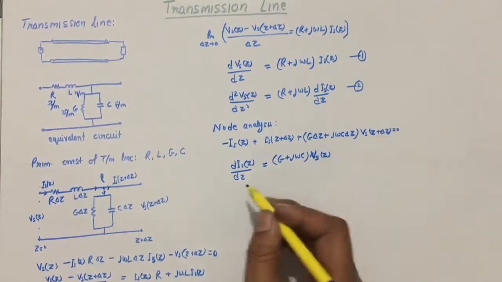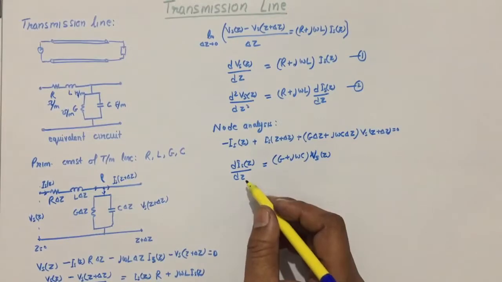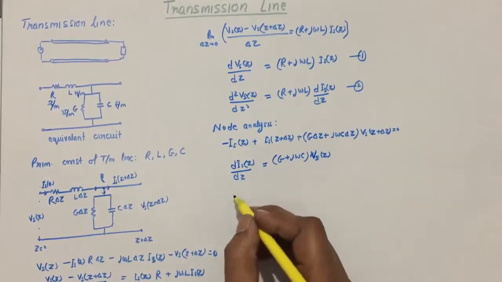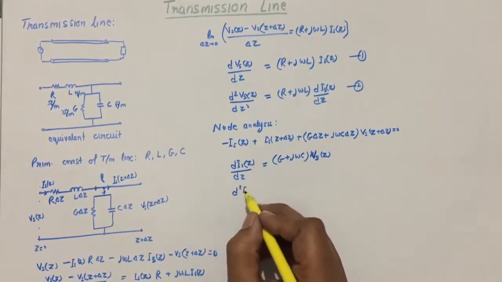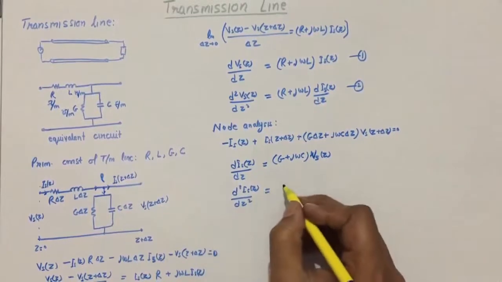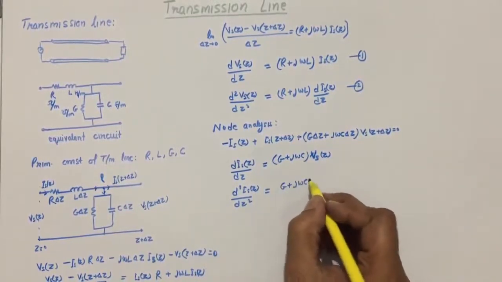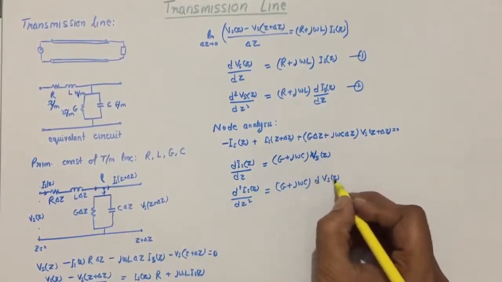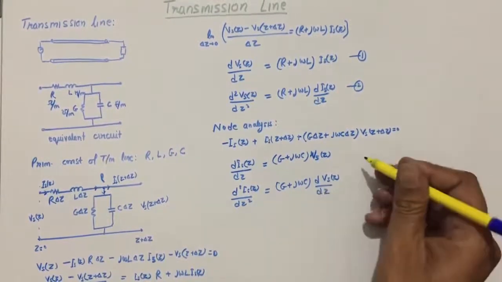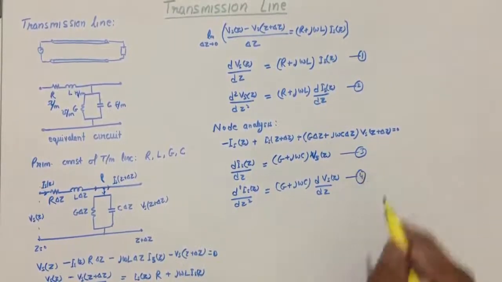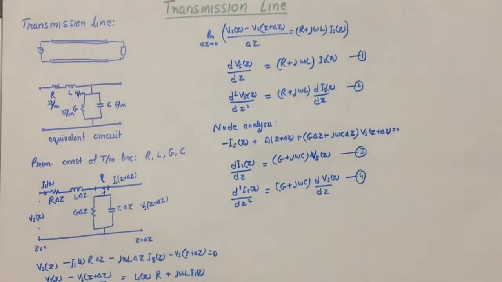Now if we take the derivative once again, then we will find d²I_s(z)/dz² will be equal to (G + jωC) times dV_s(z)/dz. Now this can be considered as equation 3 and this can be considered as equation 4. Now we have these 4 equations for further discussion.